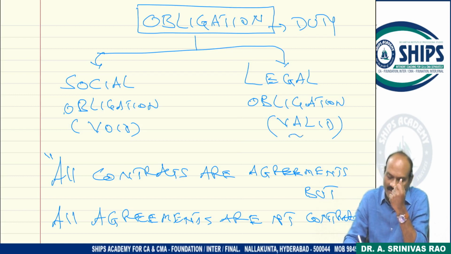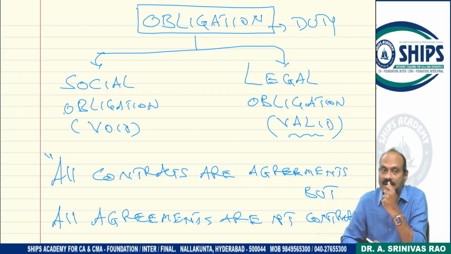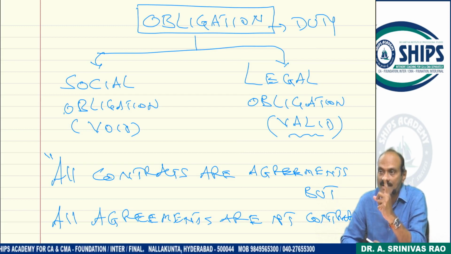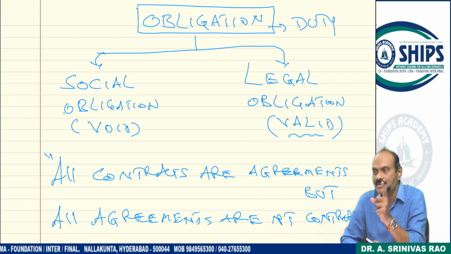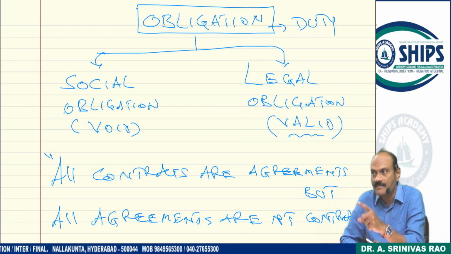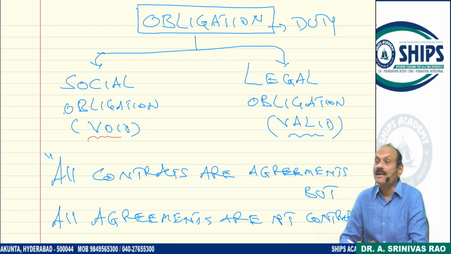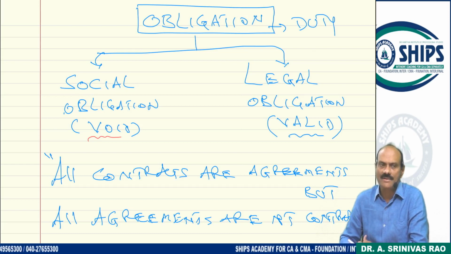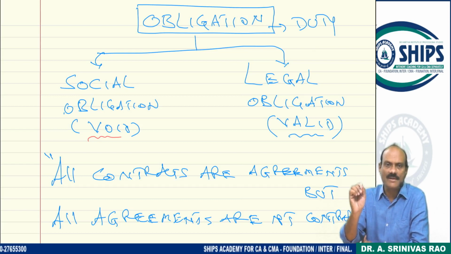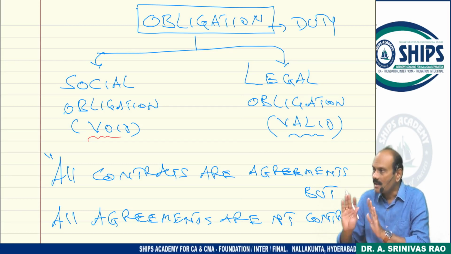Parties to agreement are intended to create legal obligation. It is valid. Parties to agreement are intended to create social obligation. It is just void. It means we thought of creating a social obligation. Your offer is there, acceptance is there, agreement is there, but it is not a contract. Just an agreement.